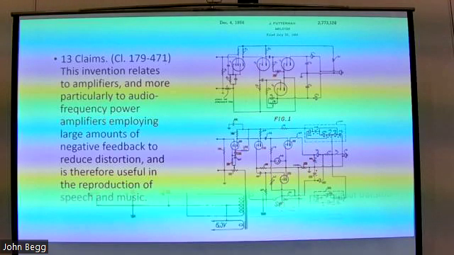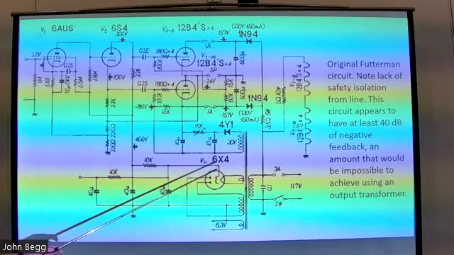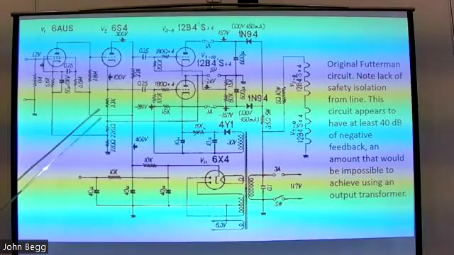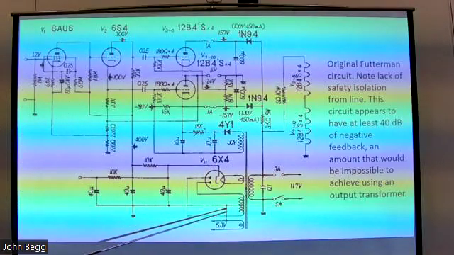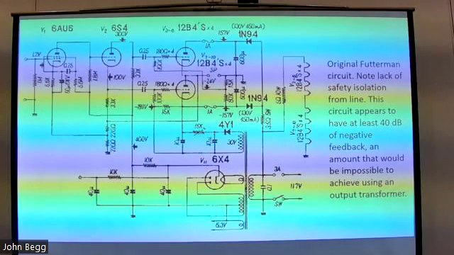Next slide. This is his original Futterman circuit. There's some issues with it. I mean, lack of safety isolation from the power line. The power line does have a transformer for B plus for the input circuit, but it doesn't for the output tube. So the speaker is not isolated from the power line. Yeah, that's kind of a bad thing. But anyway, let's forget about that.